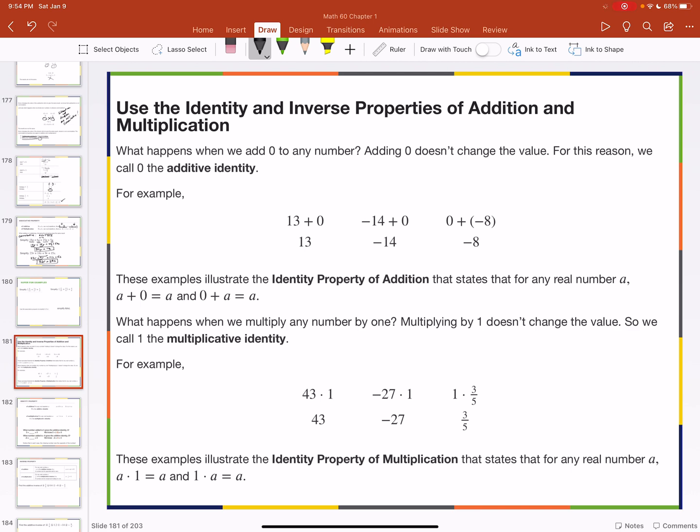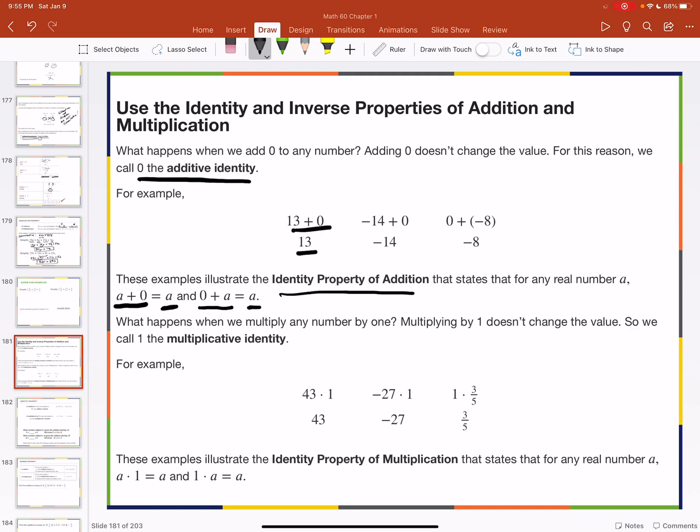Okay, so for the real numbers, you have what's called an identity. So what the heck is an identity? It's a number that's kind of like a universal unit, like the number 0 for addition and 1 for multiplication. You have two types. The additive identity would be 0, because anything that you add 0 to is still itself. It remains the same. And so the identity property of addition would be any number plus 0 is equal to itself, and 0 plus that number is also equal to that number.